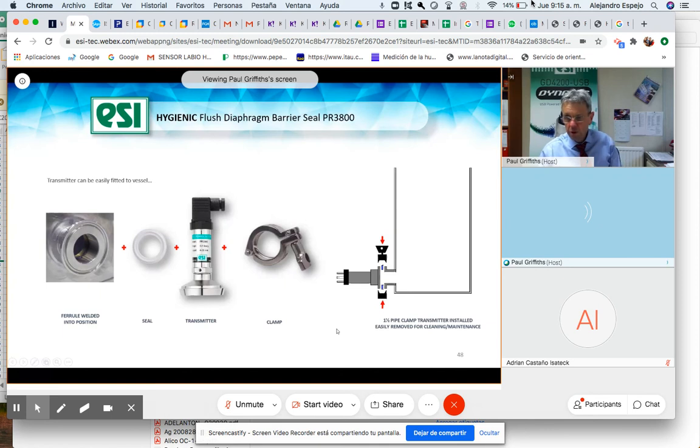So at the moment, we do not have 3A approval, but it is something that we are working towards. So next year, I'm expecting that we'll offer a whole range of sanitary transmitters with FDA approval, 3A approval. Perfect.